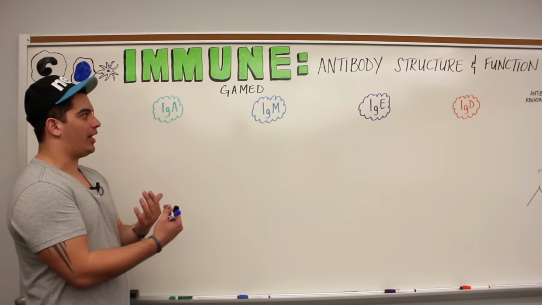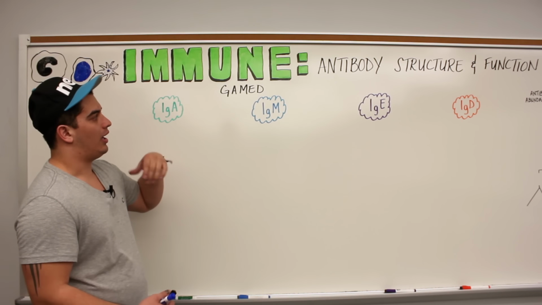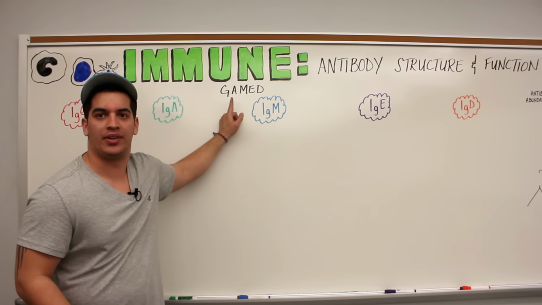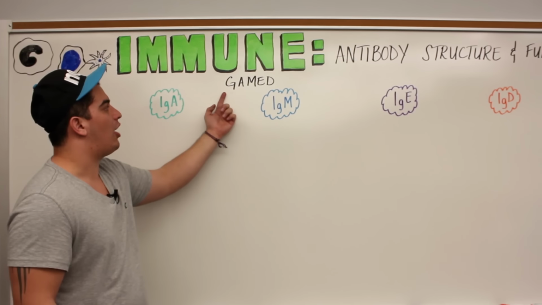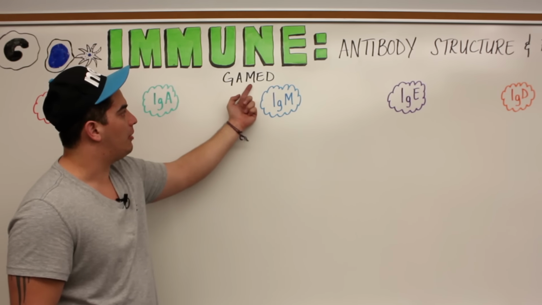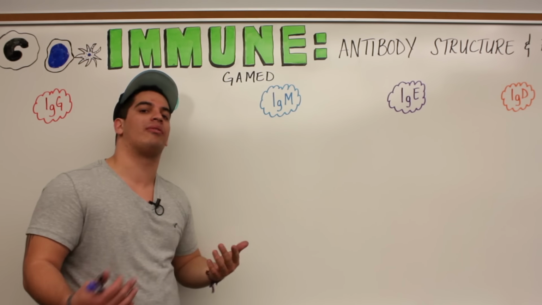What is an easy way to remember them? There was an acronym I found from someone who helped me when I first took anatomy and physiology, a little mnemonic called GAMED. And GAMED gives you all the antibodies that you'd have to know: IgG, IgA, IgM, IgE, IgD. So it's a quick little way of being able to remember all five antibodies.